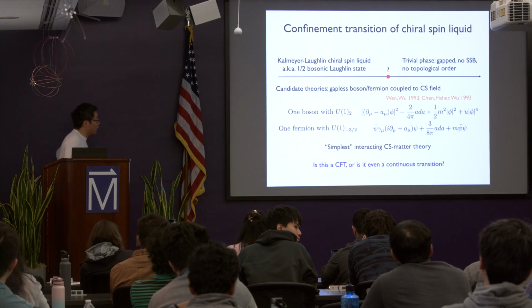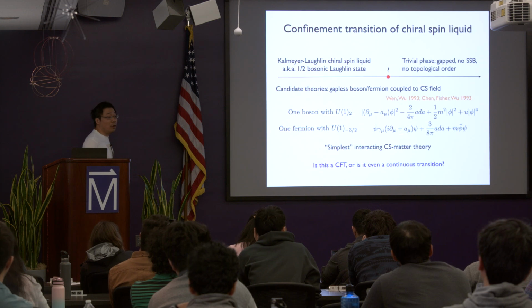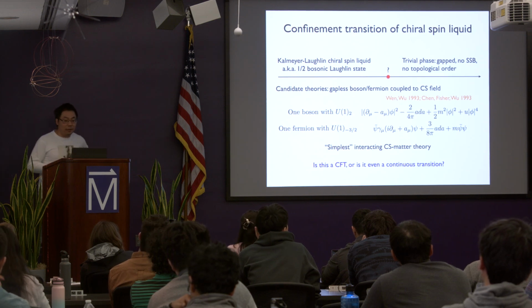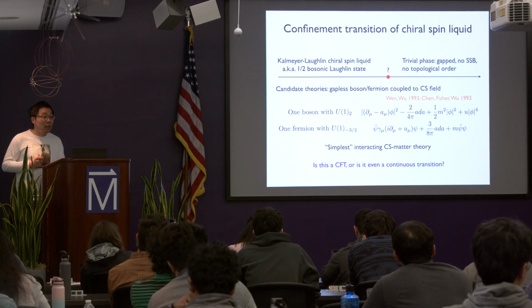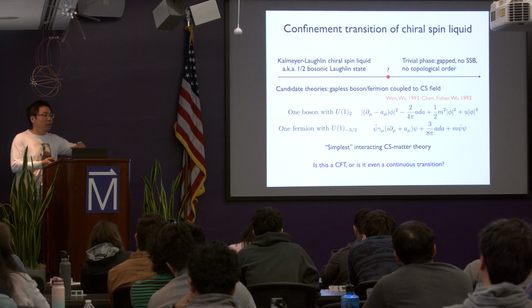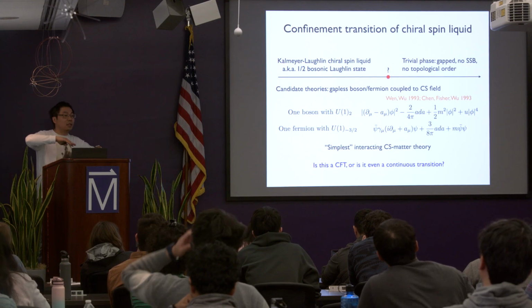Because it has one flavor of Dirac fermion. It's like you start with an even number of flavors of fermions and then you gap out one.